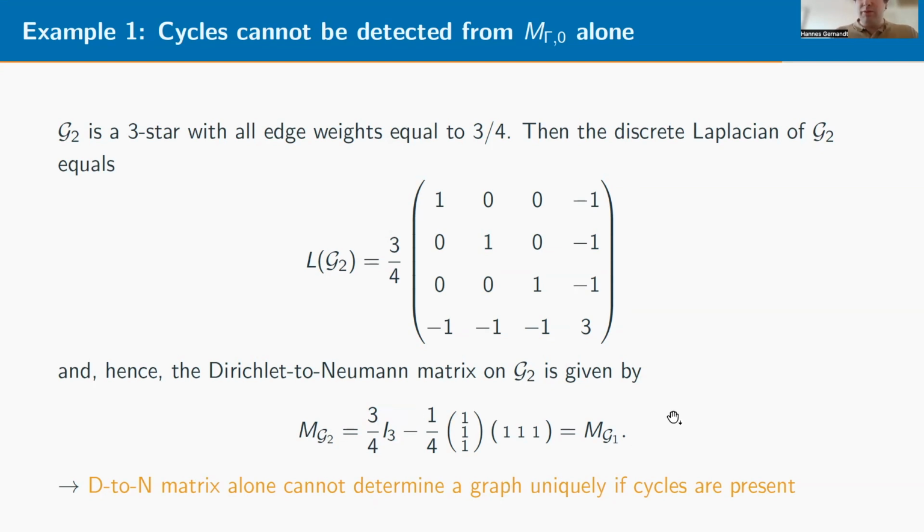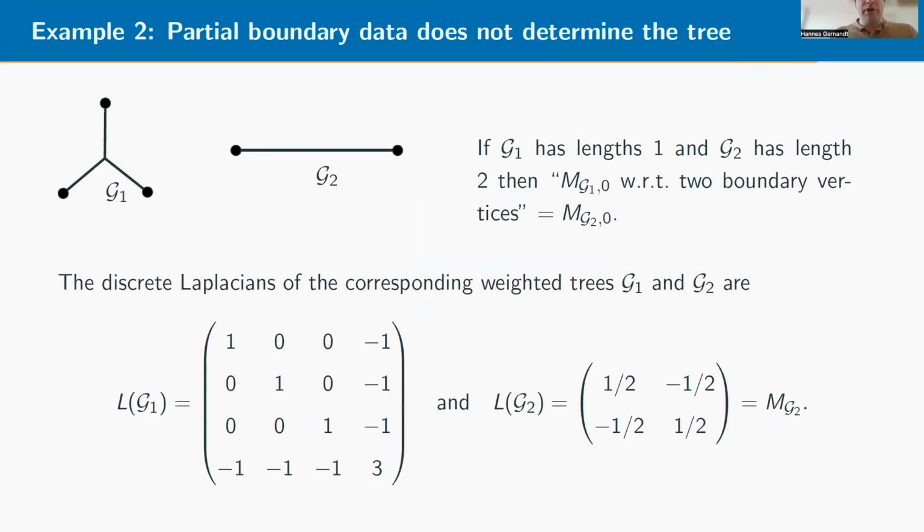By that, we see that the Dirichlet-Neumann matrix alone does not determine the graph uniquely if we have cycles. So we cannot get more information from this Dirichlet-Neumann matrix for this one particular spectral value. Furthermore, if I have only partial boundary data available, then this does also not determine the tree structure, which is also not surprising, I would say.